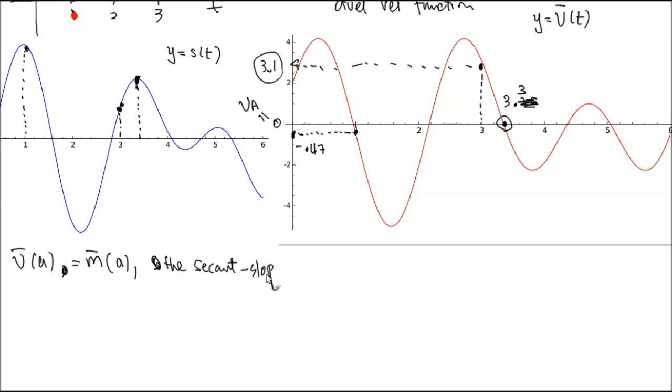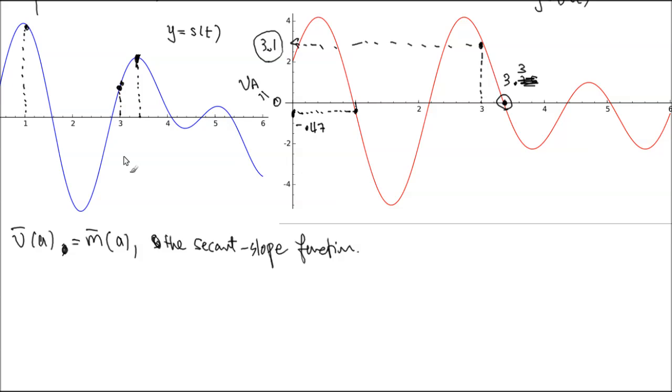Secant slope function. So if it is not motion, if it is purely just a function y equals s of x, what this red curve represents at each stage is the secant slope of a secant line. All right, let's try that. For example, I'm going to estimate by looking at this graph. This is in the correct scale, all right?